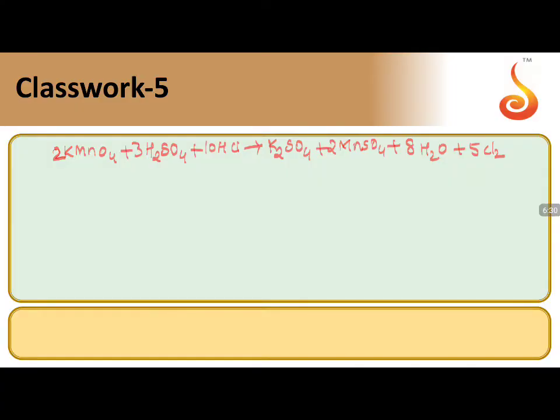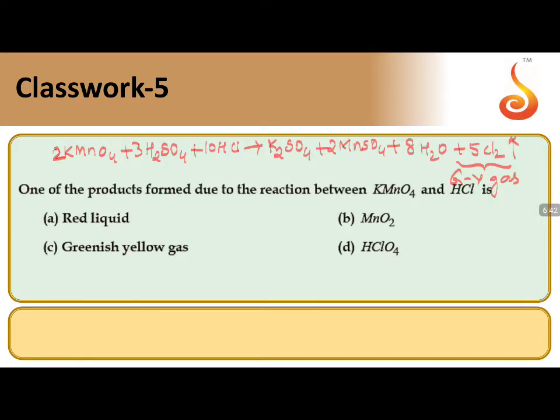So let us come to this. K2SO4, MnSO4, H2O and 5Cl2. The product formed here is greenish yellow gas which is formed over the product. So the reaction between KMnO4 and HCl results in the formation of chlorine gas which is greenish yellow gas. So the answer for this should be option C.